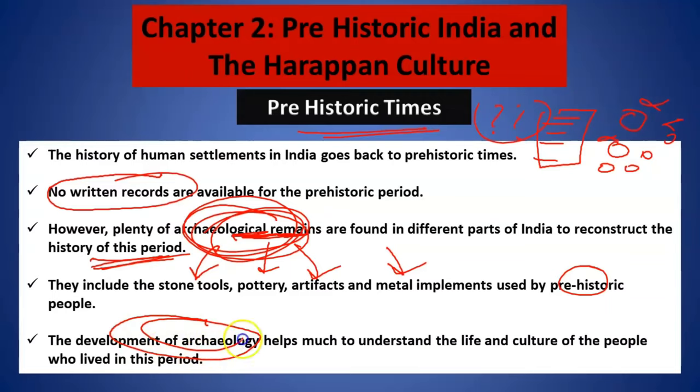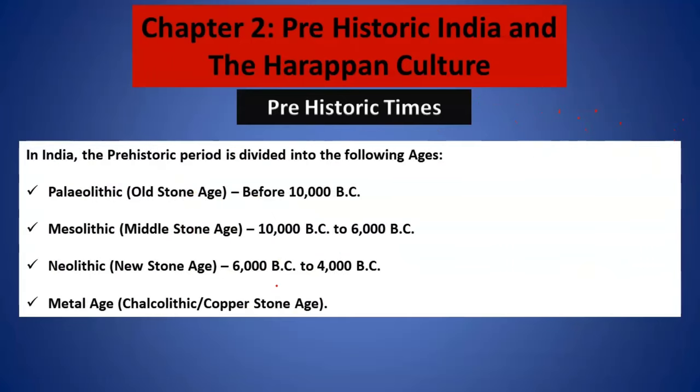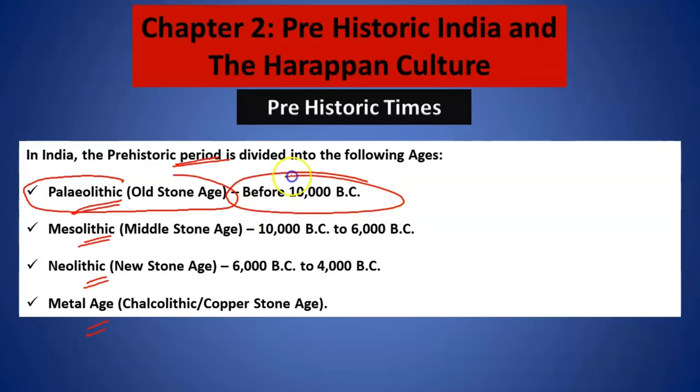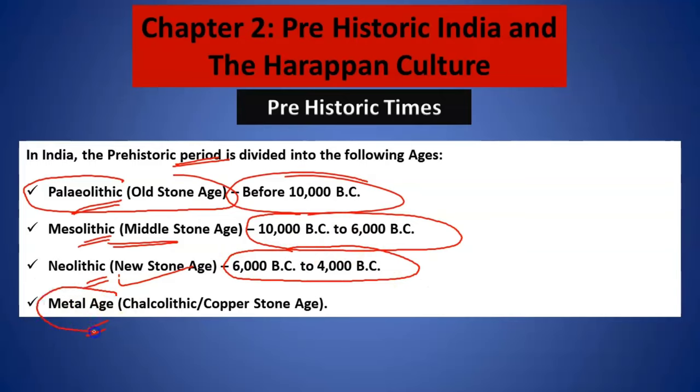And thus, this development of archaeology has helped us a lot to understand the life and culture of the prehistoric period. Now, when we talk about the prehistoric period, we will talk about a few ages. The first will be Paleolithic, which is before 10,000 BC. Second will be Mesolithic, which is 10,000 to 6,000. Third will be Neolithic, which is between 6,000 to 4,000. And then we'll talk about the Metal Age, where I have not specified the time.